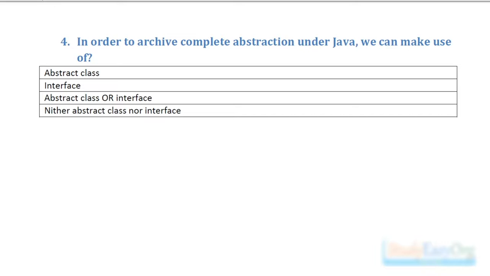Now friends, if we read the question once again, in order to achieve complete abstraction under Java, we can make use of, and the correct option is abstract class or interface, because even an abstract class can provide complete abstraction and interface definitely provides a complete abstraction. Hence, the third option is the correct option.